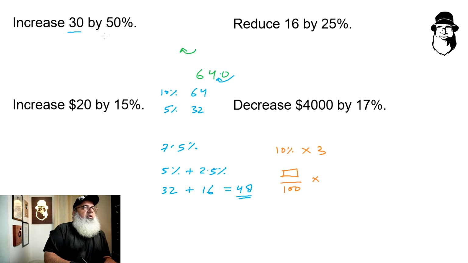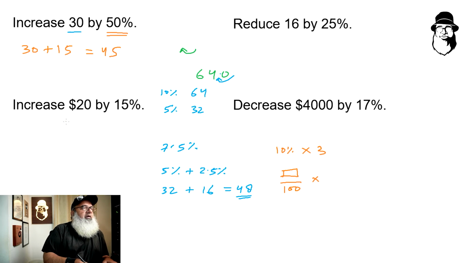Okay, so increase 30 by 50%. 50% means half of it. So half of 30 is 15. We add 50% of 30 to it to get 45 and that is our answer. 45 is 30 increased by 50%.